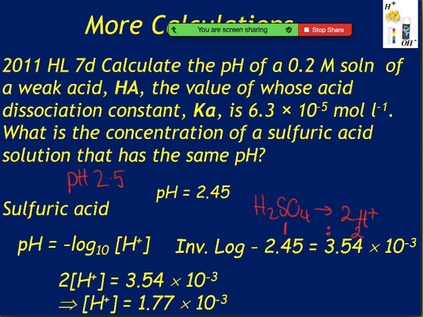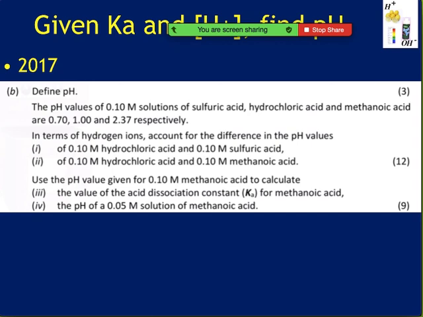So, can I flick off the screen? This is the 2017 question. And I am looking at, it says pH values of 0.1 molar sulfuric, hydrochloric and methanoic acid respectively are these numbers. We might as well do the whole lot of it. In terms of hydrogen ions, account for the difference in the pH values of 0.1 molar HCl and 0.1 molar sulfuric. So you're using your hydrogen ions.